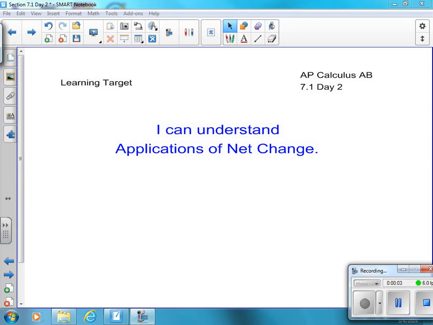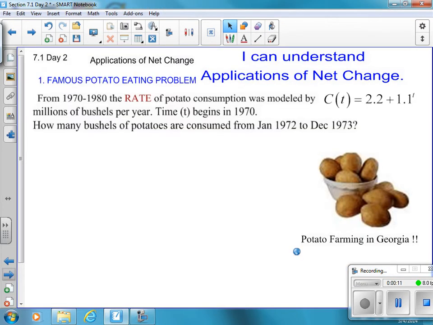This is section 7.1, day 2, and we're talking about different applications of net change or rates of change. We are going to be given some application problems where you're given the rate of change, and that is like the derivative function. That's really what you have to discern in a lot of these problems: what function are they giving us.